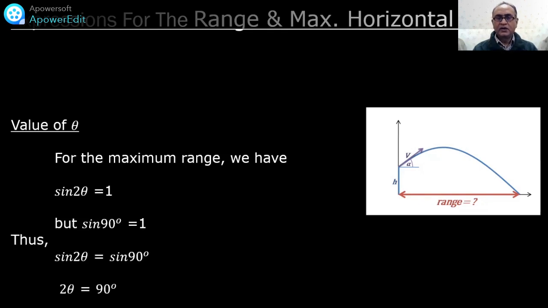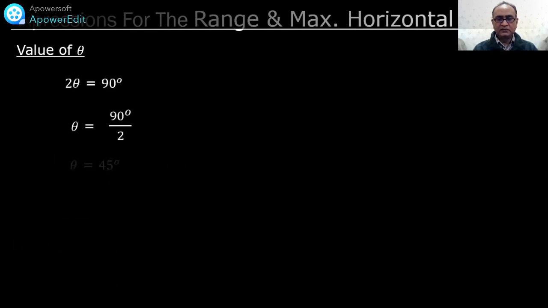What is our task right now? We are trying to find out the value of the angle, and the value of angle comes out to be 45 degrees. So when a projectile, like a missile, like a stone, like a shell, like fire, or any other thing, like javelin, like shot put, is fired at an angle of 45 degrees, it will go to the maximum extent. If it's not 45, like 60, 30, 40, it will not go to the maximum value.